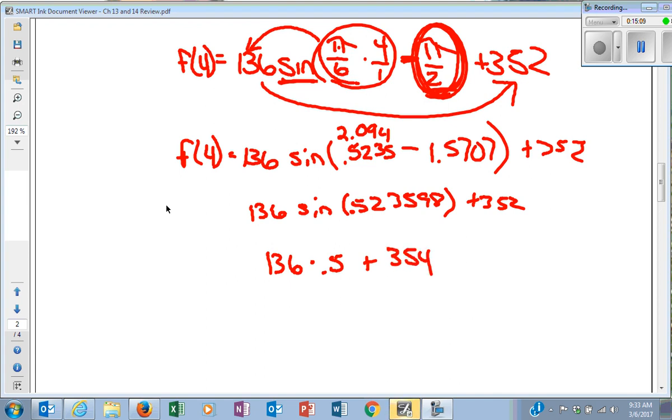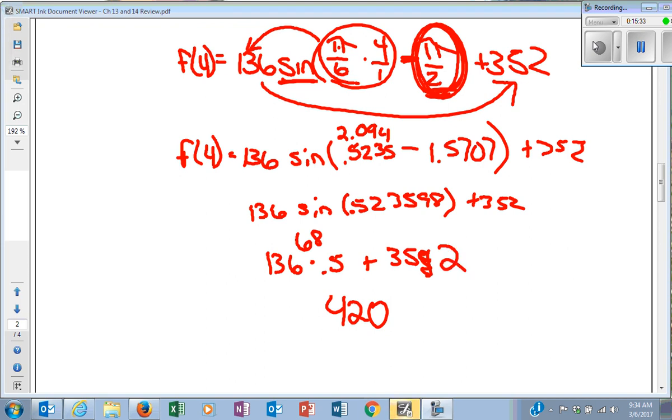When you multiply 136 by a half, you get 68. And when you add 68 to the 352, you get that 420. I'm sorry, I said 354 earlier; this should have been 352. And that's how you get that 420.